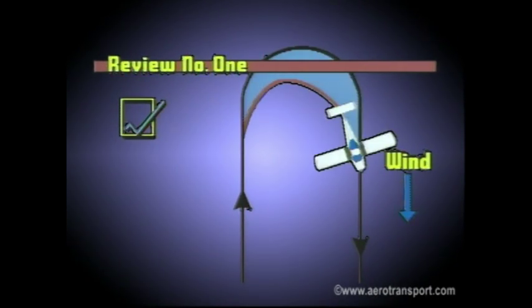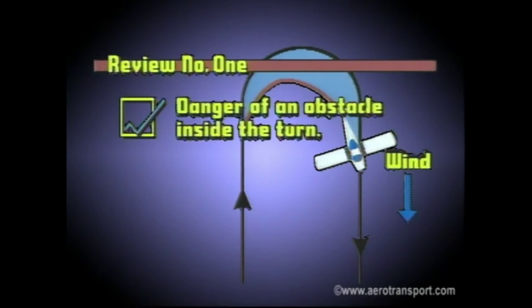Under these conditions, it may appear that you are slipping inwards, even though your turn is accurate. You must compensate for the drift, which is real. You must not use the rudder to compensate for the slip, which is an illusion. This situation can be dangerous if there's an obstacle inside the turn and you do not allow enough room to avoid it.